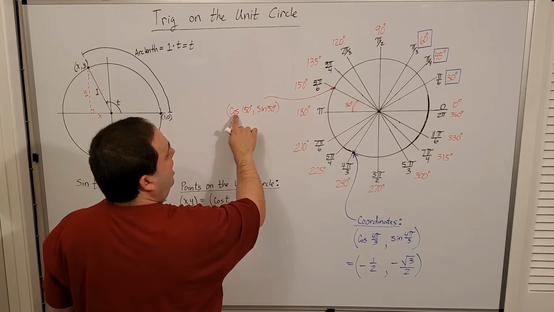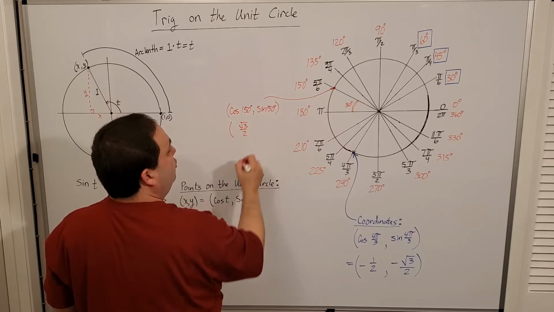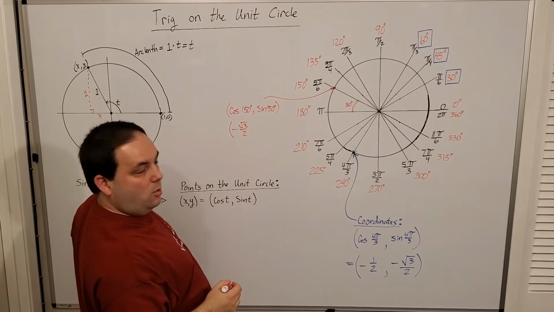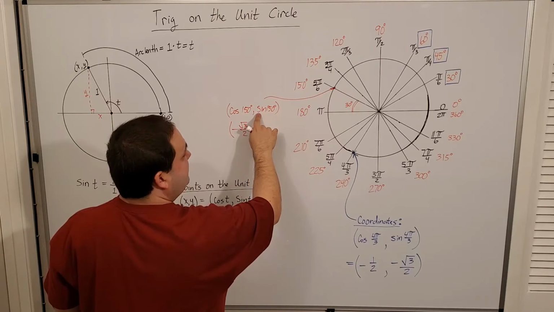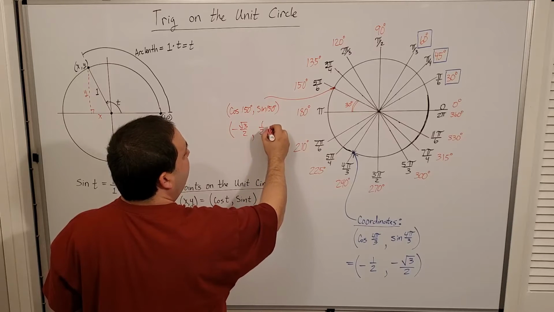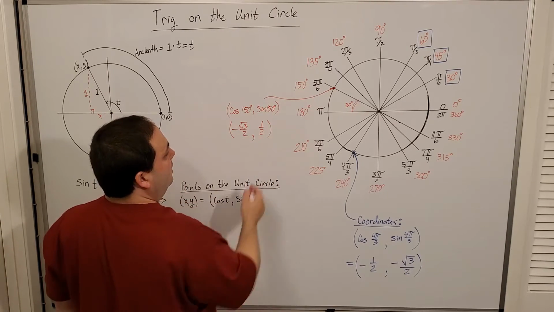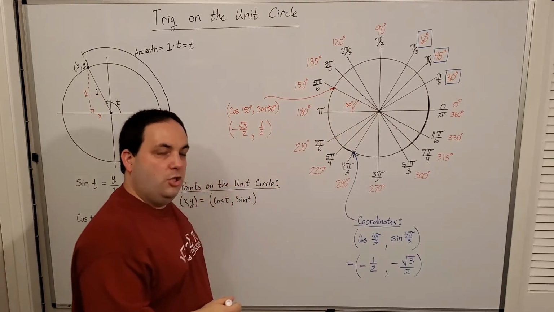So the cosine of 30 is square root of 3 over 2, but cosine of 150 will be negative square root of 3 over 2. Sine of 150 will be sine of 30, which is 1/2, and sine of 150 is also positive 1/2. So this is the actual coordinates of this point on the unit circle.